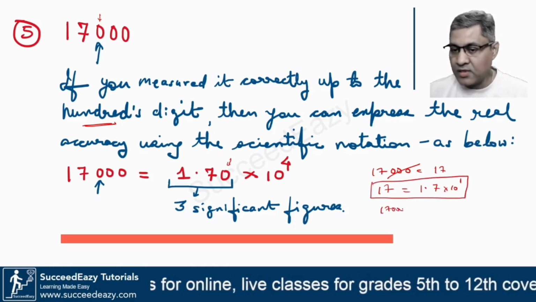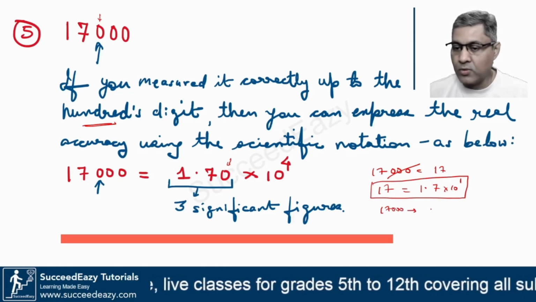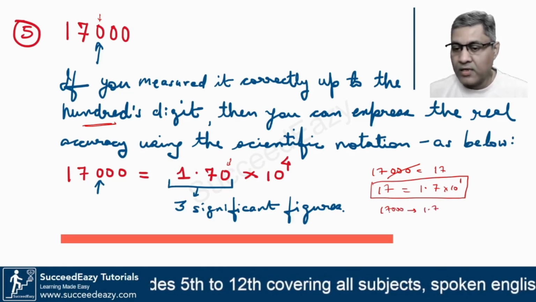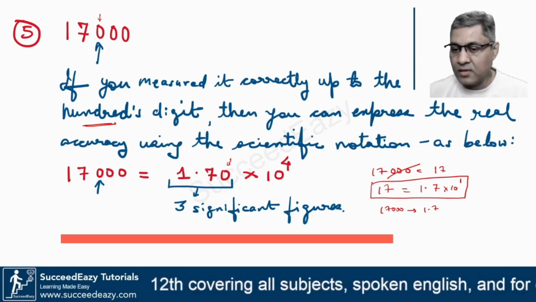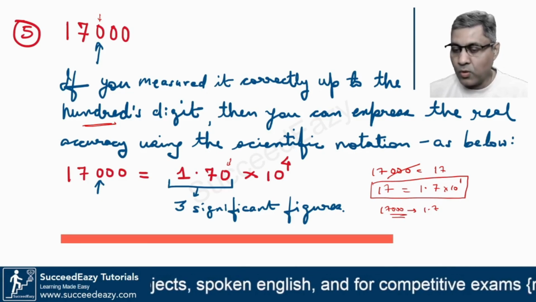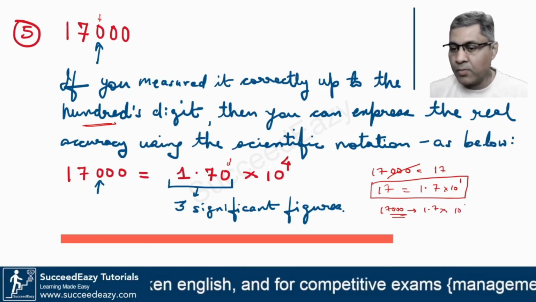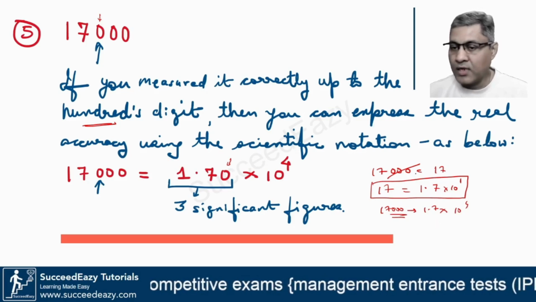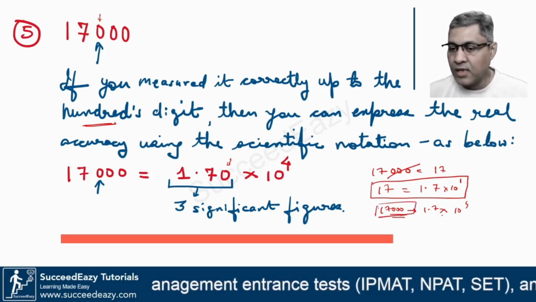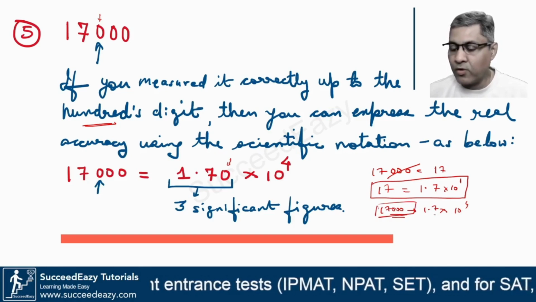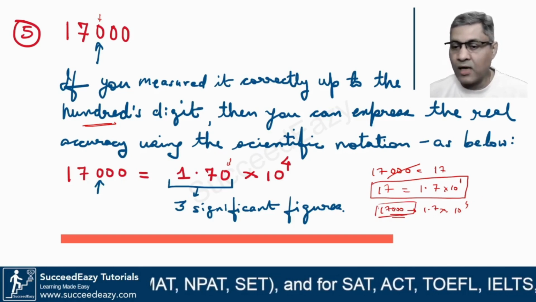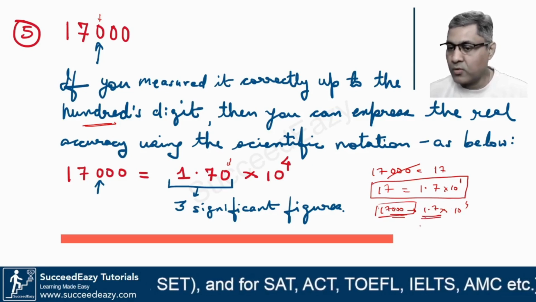If you take 17,000 and you convert it, then what do you do? You will write 1.7 and you have divided this. You want this number to be equal to 17,000, isn't it? So what do you do? You multiply by 10 to the power 4, so as to retain the value of 17,000, right? 1.7 times 10 to the power 4 will be 17 into 10 to the power 3, that means 17,000. So this is how you are going to represent it.